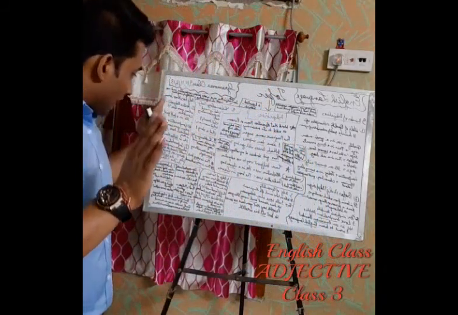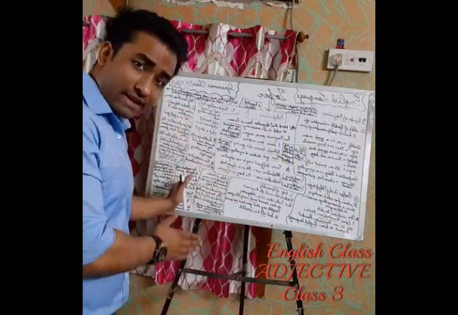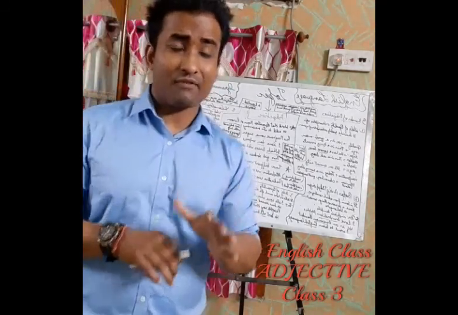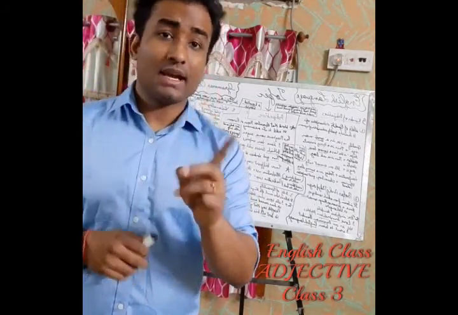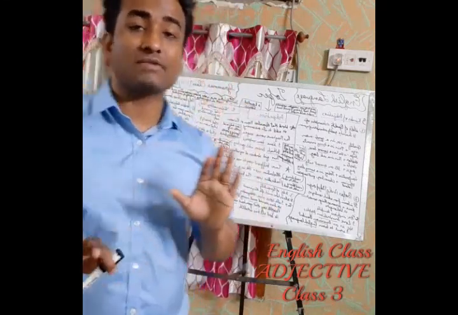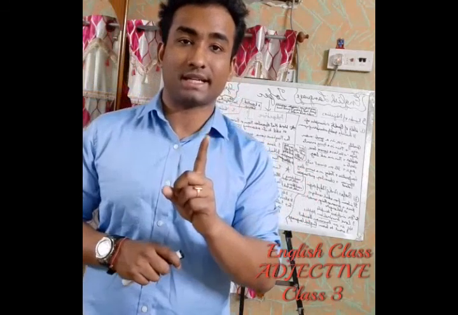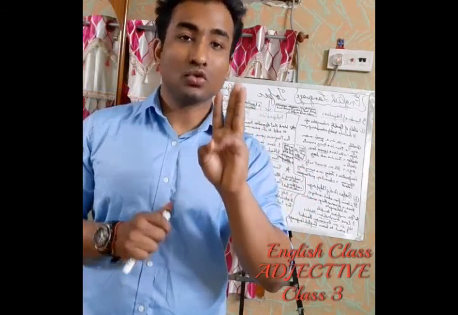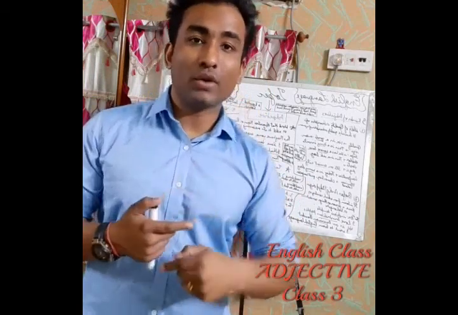Adjective of number, demonstrative adjective, and distributive adjective. So in today's class I have finished 3 more adjectives. In the last class I finished 3 adjectives, so a total of 6 adjectives are over, guys, out of 9 adjectives. Now 3 more adjectives are left to know, that I will continue in my next class.